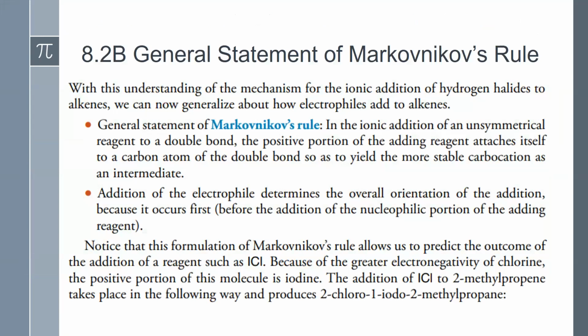So the general statement of Markovnikov's rule: in the addition of an asymmetrical reagent to a double bond, the positive portion of the adding reagent attaches itself to a carbon atom of the double bond so as to yield a more stable carbocation. So this is what we have already understood. And the addition of the electrophile determines the overall orientation of the addition because it occurs first, before the addition of the nucleophile portion of the adding reagent.